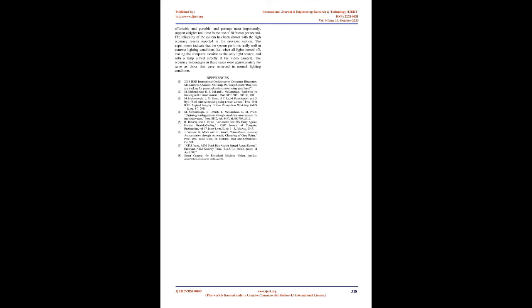These Logitech USB cameras are more affordable and portable, and perhaps most importantly, support a higher real-time frame rate of 30 frames per second. The reliability of the system has been shown with the high accuracy results reported in the previous section. The experiments indicate that the system performs really well in extreme lighting conditions, i.e. when all lights are turned off, leaving the computer monitor as the only light source, and with a lamp aimed directly at the video camera. The accuracy percentages in these cases were approximately the same as those retrieved in normal lighting conditions.